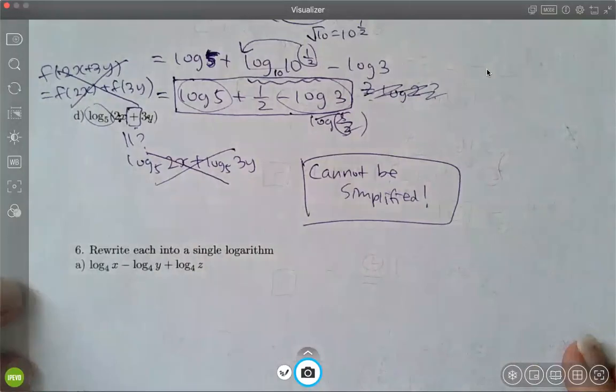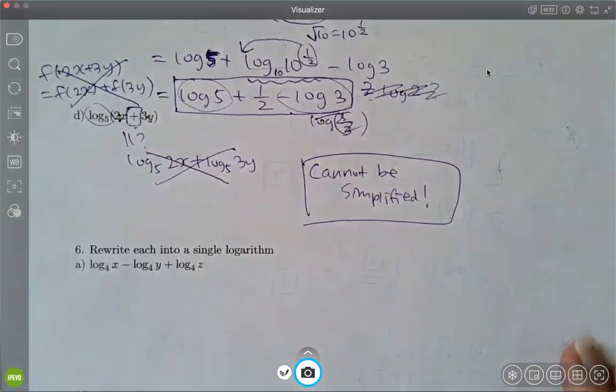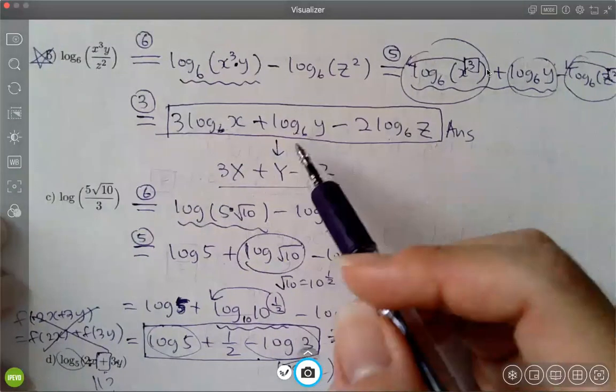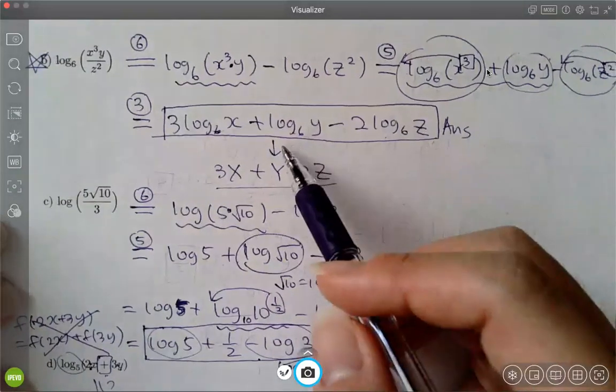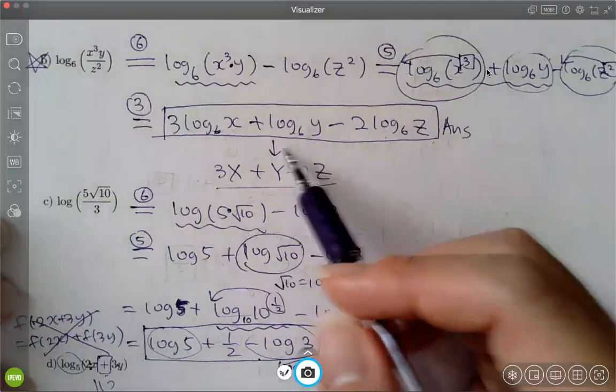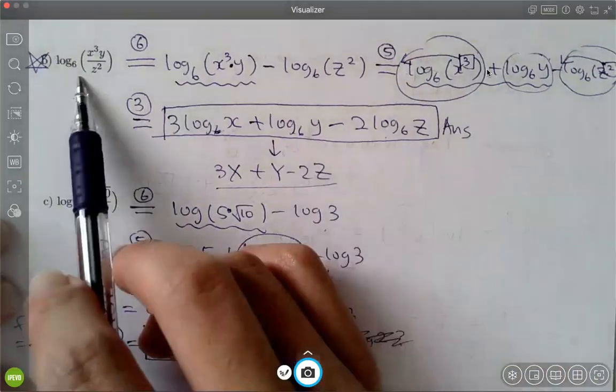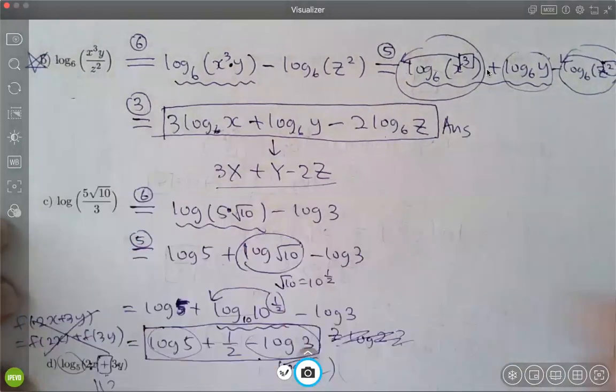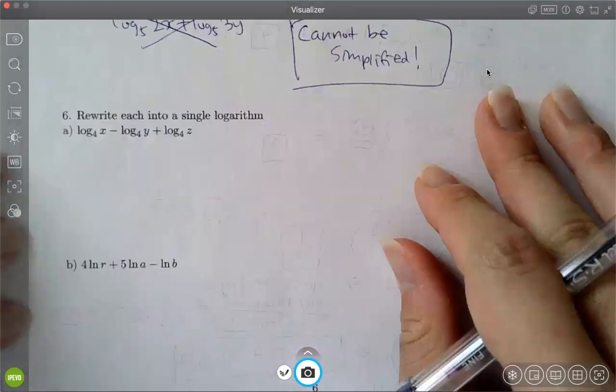Okay, so expanding the logs is important. Then what is also important? Can you go back? That means if we are given something like this, 3 log 6x plus log 6y minus 2 log 6z, can you go back to log 6 of x cubed y over z squared? And the answer is yes. That appears in number 6.